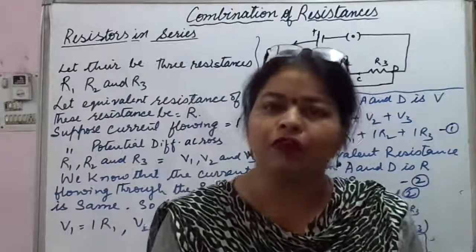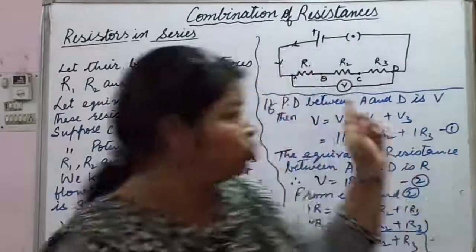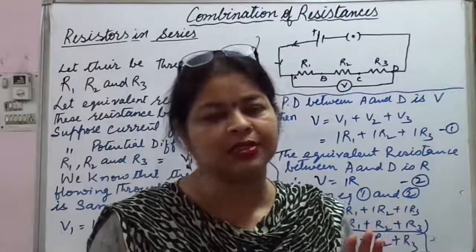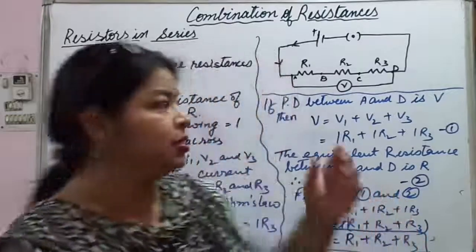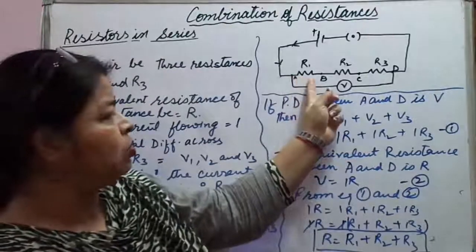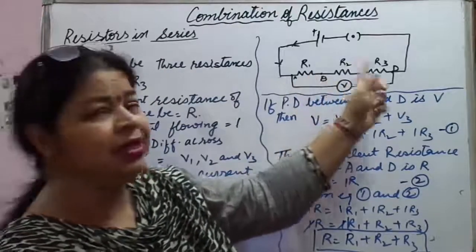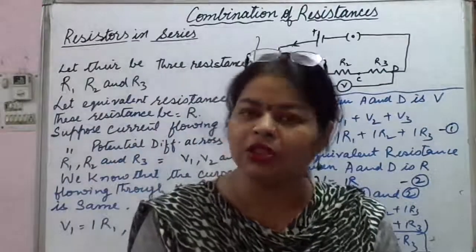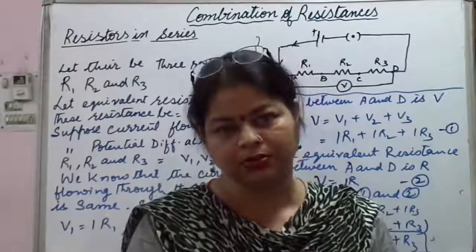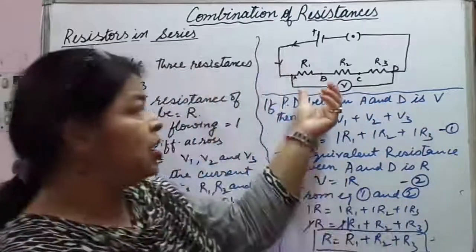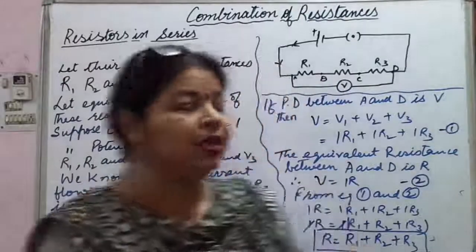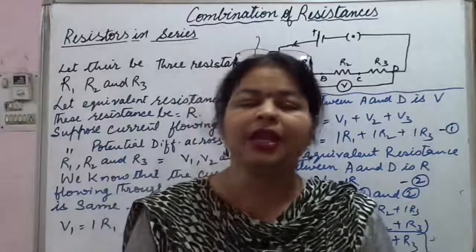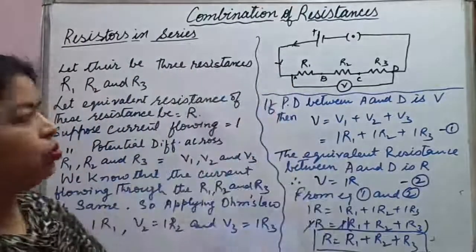Now what happens in this combination? The same current flows when the resistors are joined back to back, in series. The current is the same in all the resistances. But the potential difference across the ends, AB, BC and CD, is going to be different according to the values of the resistances. So here, AB, BC, CD are connected in series. Let us see how to derive it.